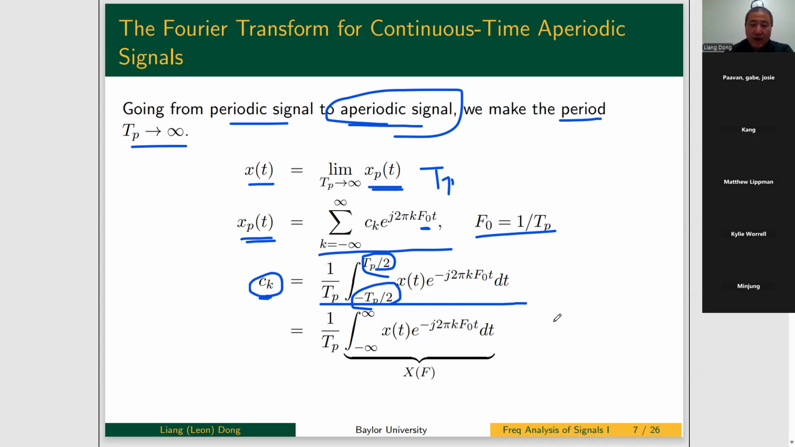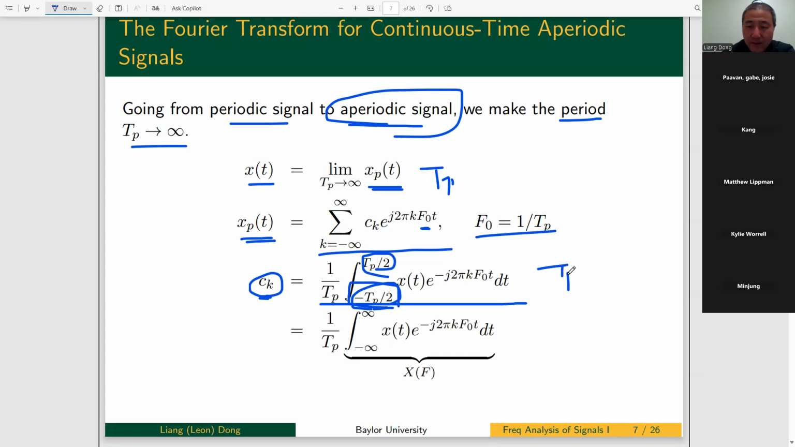Okay. So I'm going to do a few tricks here. First of all, I will deal with this integration limit. It's minus T sub p over 2, but you just told me that T sub p is infinity. So I can change that to minus infinity to infinity. Then I keep the rest of it here. I call the entire thing of this integration capital X of F. F, I actually leave as a question. It's something related to that, right?